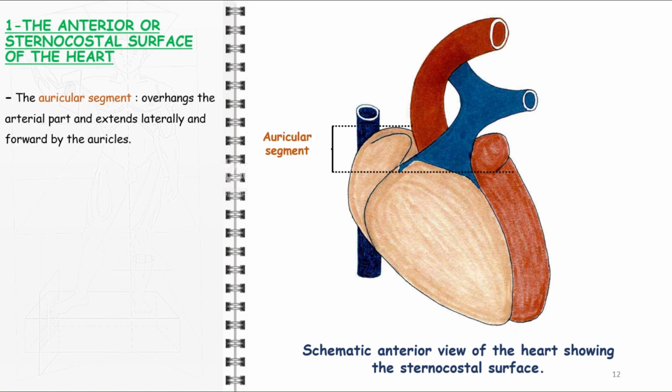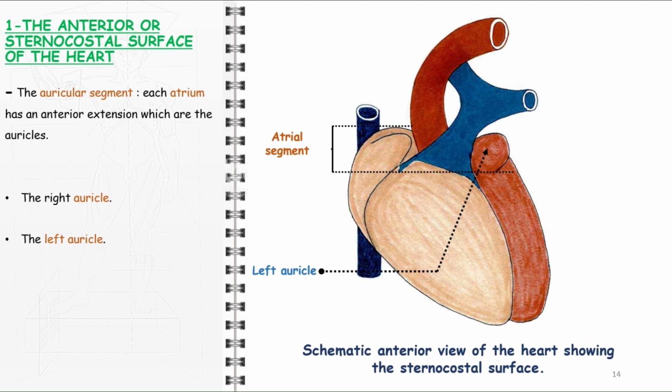Meanwhile, the auricular segment overhangs the arterial part and extends laterally and forward by the auricles. The right auricle, triangular in shape, covers the anterior face of the origin of the aorta. And the left auricle, with only its anterior tip belonging to the anterior face of the heart, has a sinusoidal shape and covers the origin of the pulmonary artery.